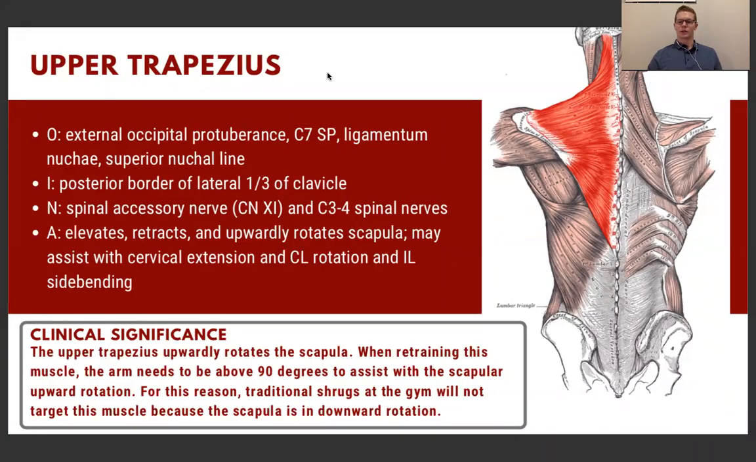In this video, we're going to discuss some of the most common muscles pertaining to the cervical spine. And for each of these muscles, we're going to go over the origin, insertion, innervation, and action. And then we're also going to bring in some clinical significance. Now, the clinical significance is heavily dictated from a movement impairment perspective, and it doesn't always correlate with pain.